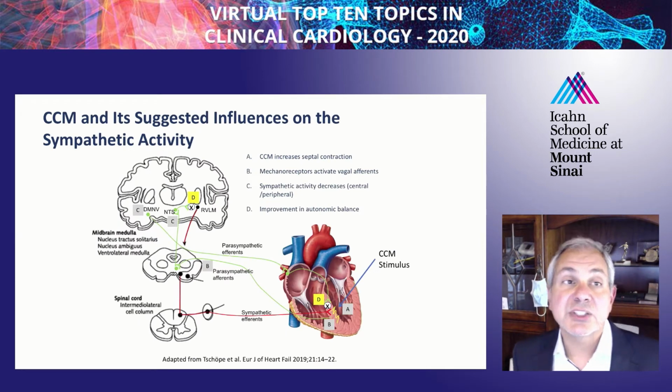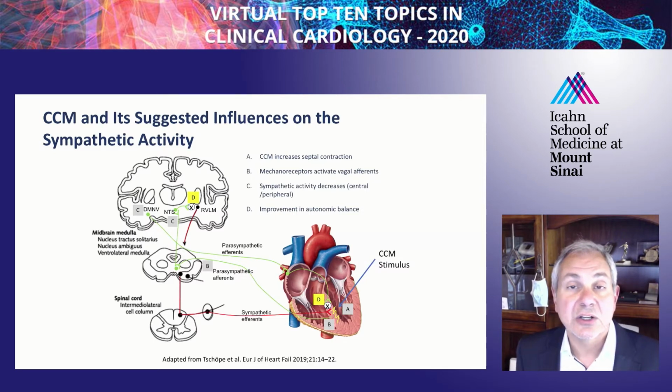And finally, it has been suggested that CCM has a favorable effect on sympathetic activity in heart failure patients. Here you can see suggested mechanisms by which CCM may influence sympathetic activity. For example, CCM increases septal contraction. Mechanoreceptors then may activate vagal afferents. Sympathetic activity decreases, and there's an improvement in overall autonomic balance. Is there evidence for an anti-adrenergic or sympathetic effect of CCM in heart failure patients?